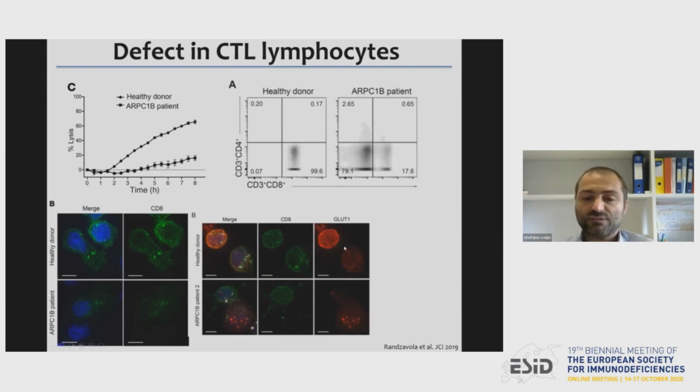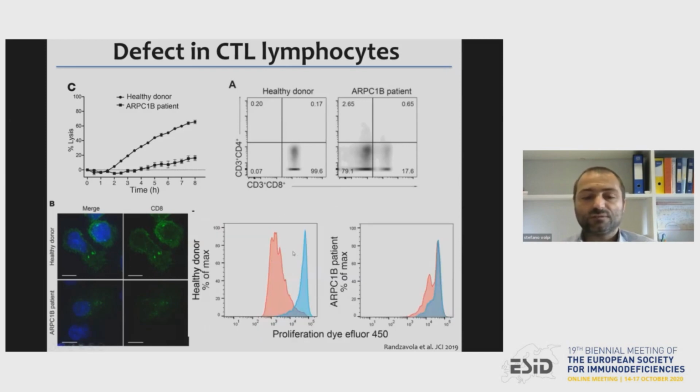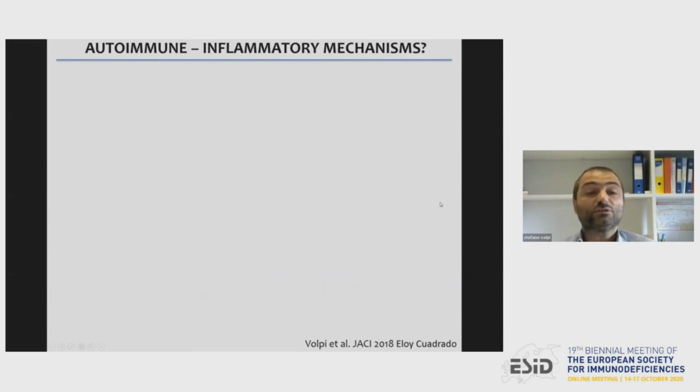So clearly there's a problem in recirculation, and they speculate that there might be a link between this glucose channel mislocalization and the survival defect that they see in these cells, and also in proliferation, since cells need glucose and energy to proliferate. Here is a healthy donor CD8 with a proliferation dye that is diluting the dye going from right to left, and this is the unstimulated cell. Here you see in the patient, almost no proliferation.